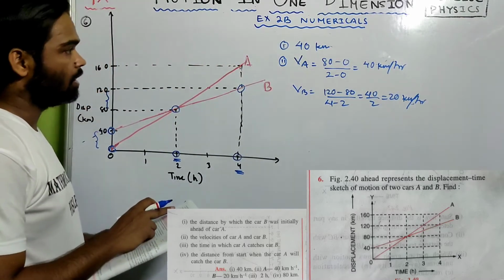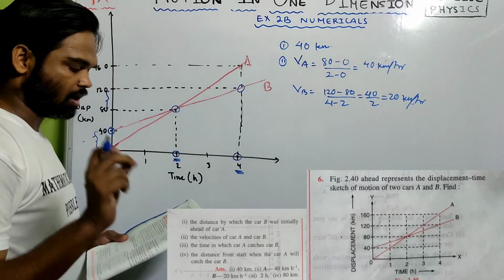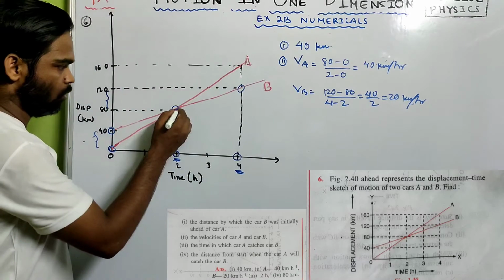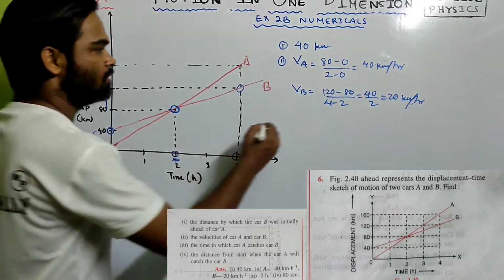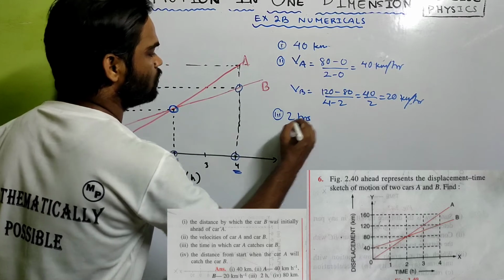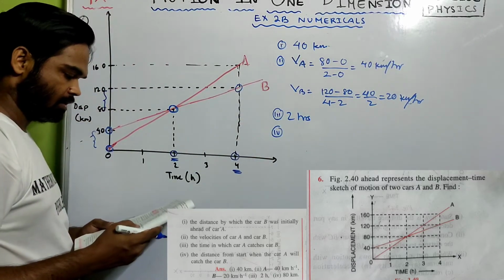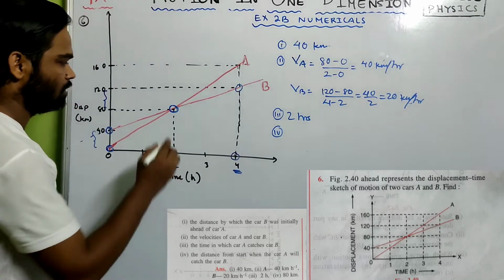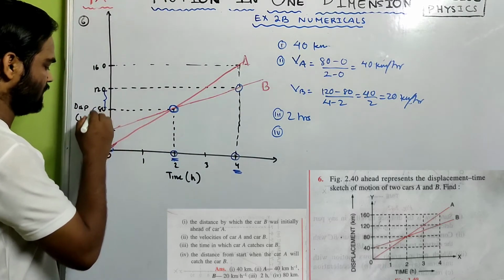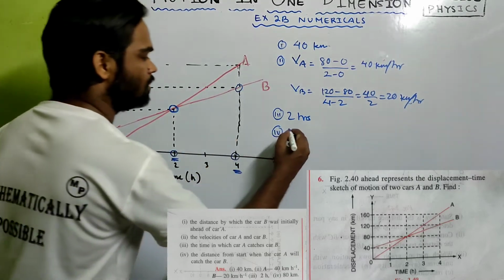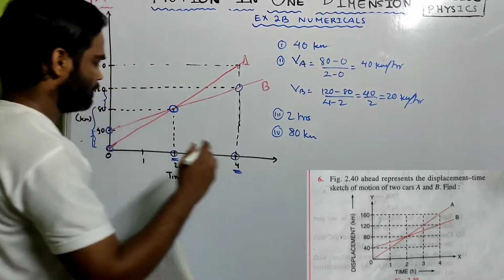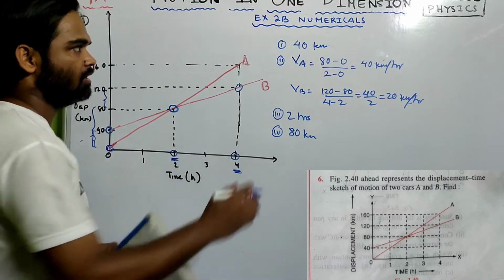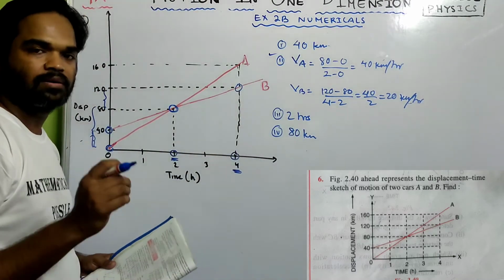Now look, number 3. The time in which car A catches car B. So after, I think, 2 hours, both are at the same point. After 2 hours. Number 4. The distance from start when car A will catch car B. So at this instant, which means at 80 kilometer, your car A will catch car B. Is it clear? Now let us look at the next sum.